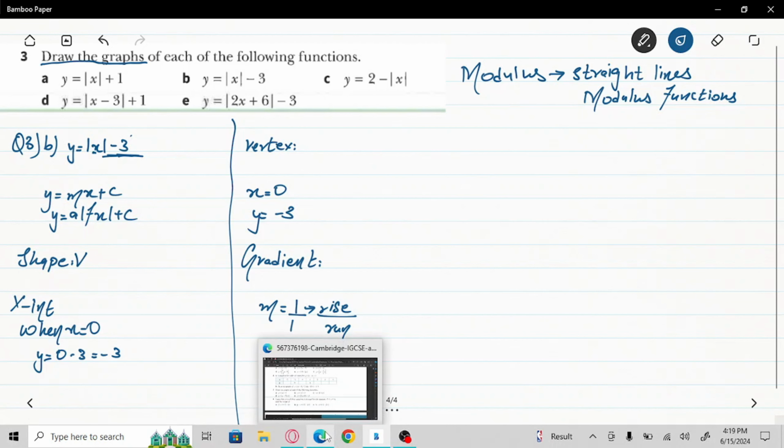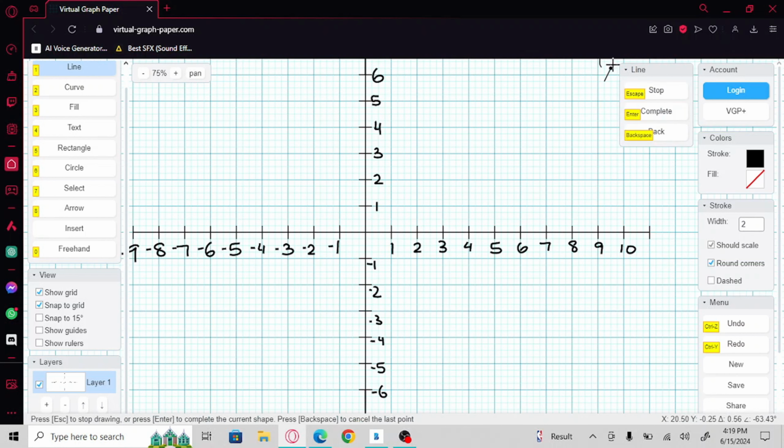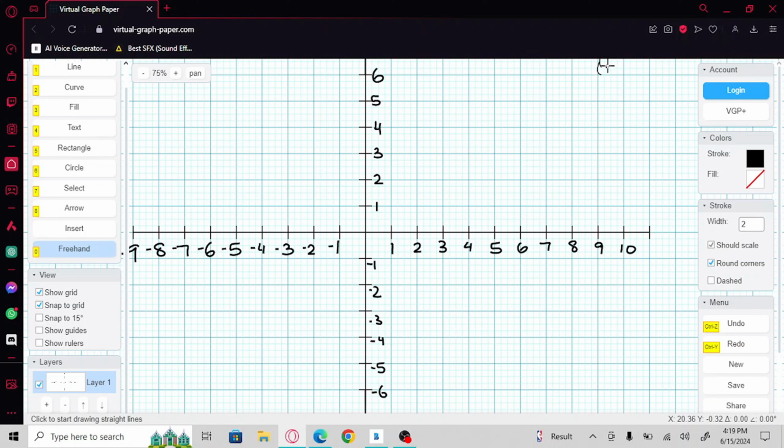And what do we have? 0 and -3. So we have 0 and -3 as our vertex and the y-intercept. They are the same. Well, they are not always the same, but in this case, they are the same. So we have the gradient to be 1 upon 1, and that's what we need. M equals 1 upon 1.